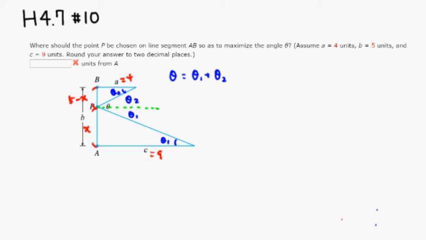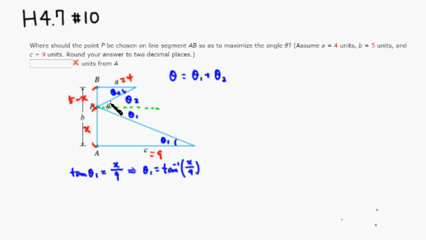Using trig ratios, this is opposite and adjacent. So the tangent of theta 1 is equal to opposite, which is x, over adjacent, which is 9. We can solve for theta 1 by taking the arctangent. So theta 1 is equal to arctangent of x over 9.